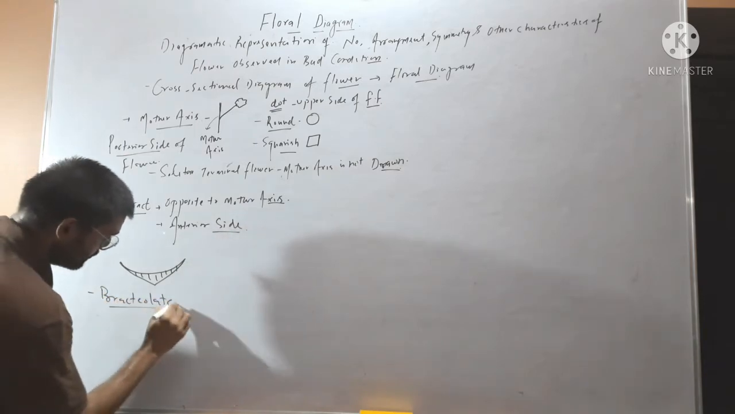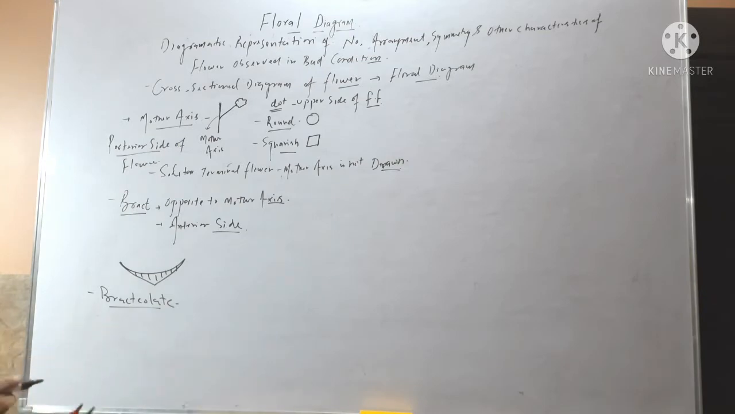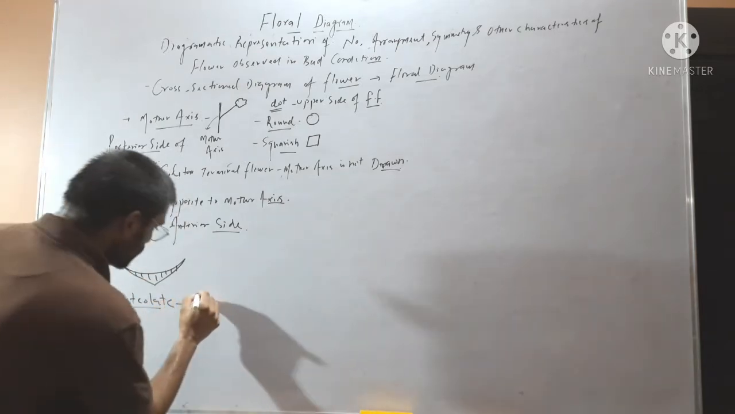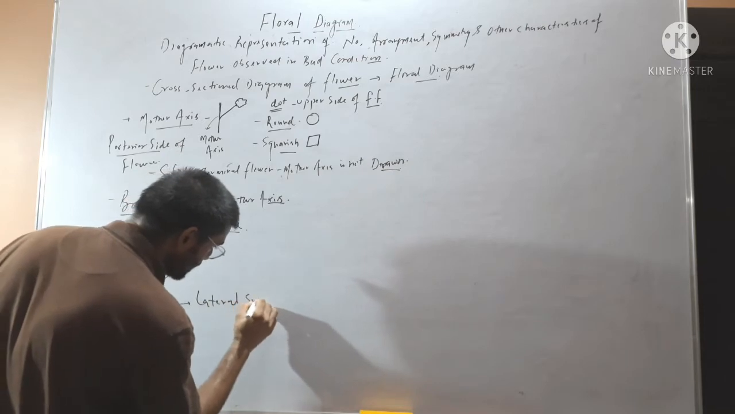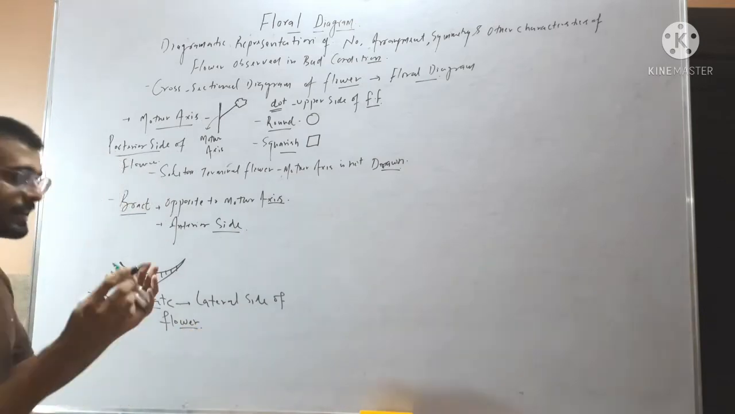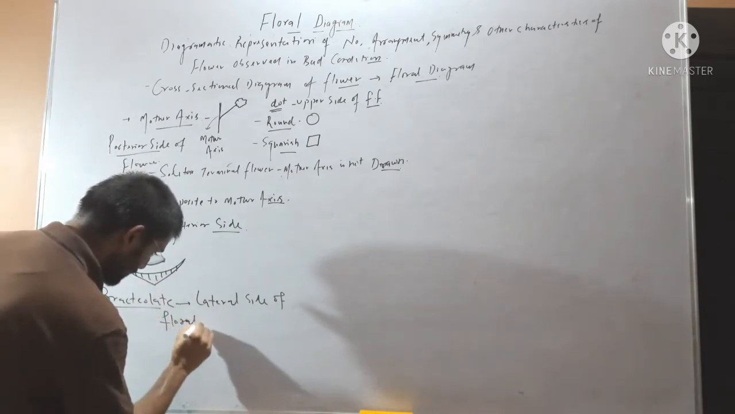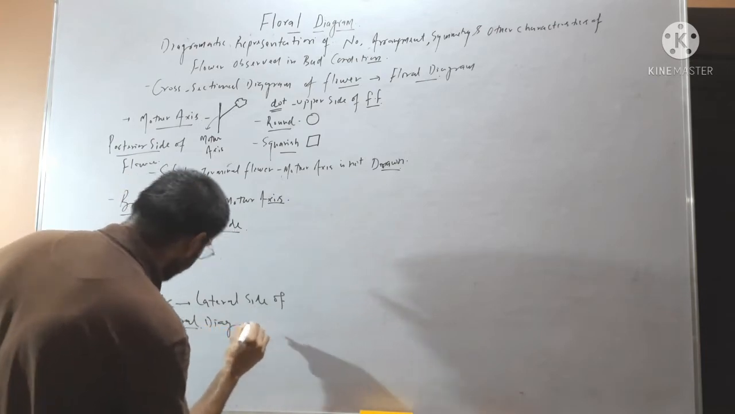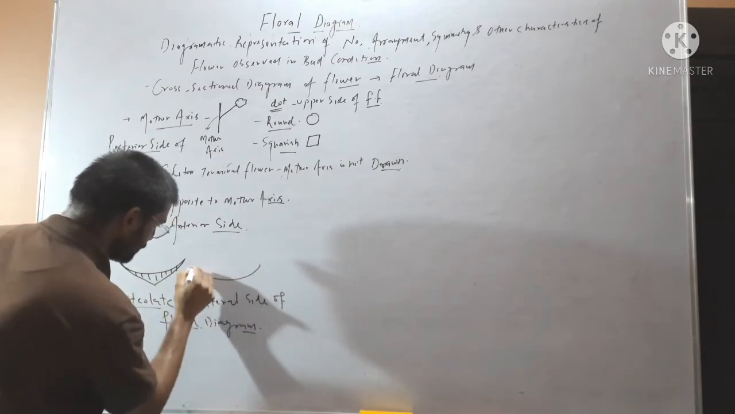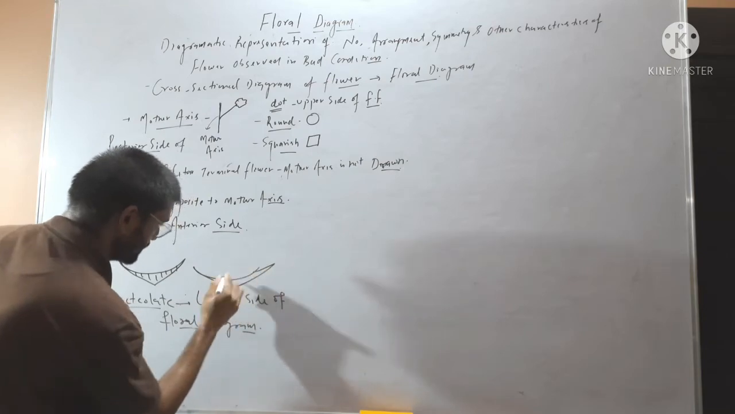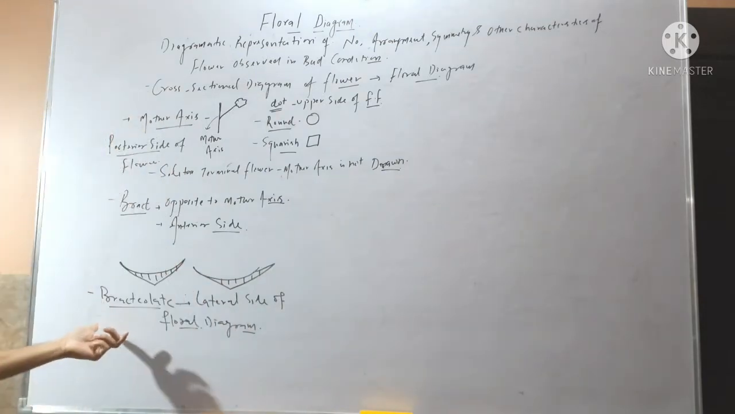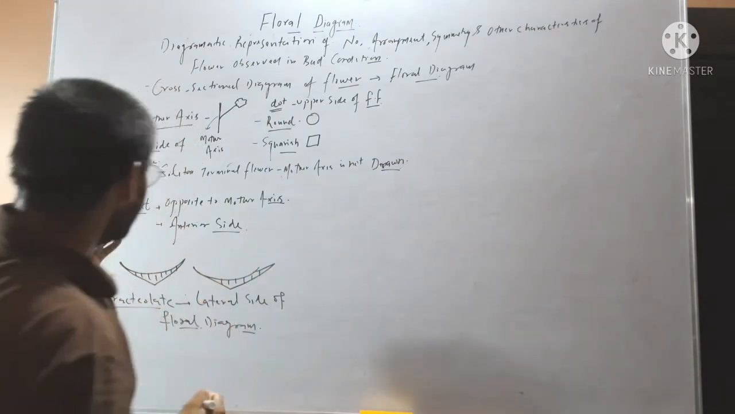Next to bract is bracteole. If bracteoles are present in a flower, then they are drawn on the lateral side of the flower, or you can say the lateral side of the floral diagram, and they will be represented like an arc similar to the bract, like this, but they will be drawn towards the lateral side of the floral diagram.